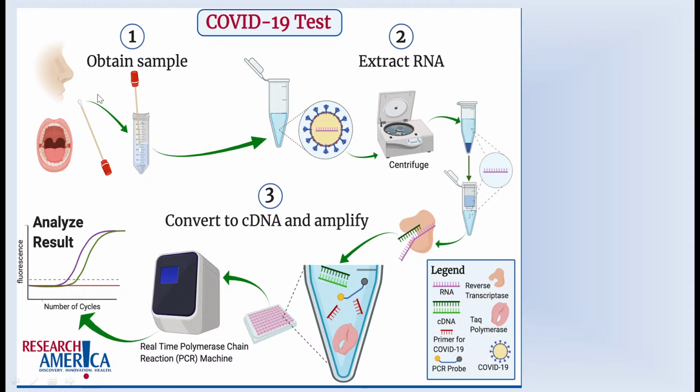First, we take the nasal sample, centrifuge that sample, and precipitate the virus, and from this precipitate we isolate RNA. From that RNA, we convert it into cDNA, and the cDNA is used for amplification by adding specific primers along with fluorescent tags. While running RT-PCR, it will tell us whether a virus is present or not. We can easily identify it. This is the most commonly used method for COVID-19 testing.